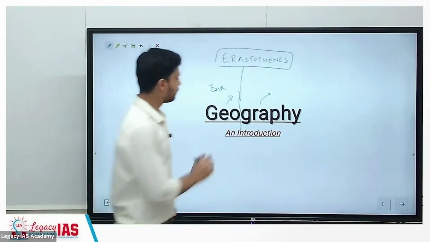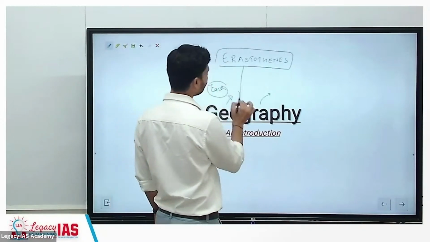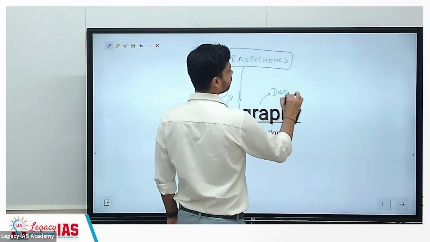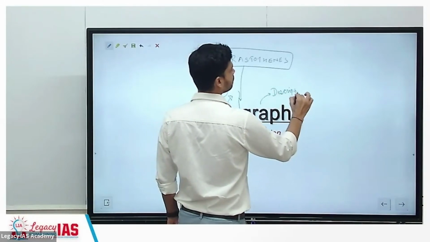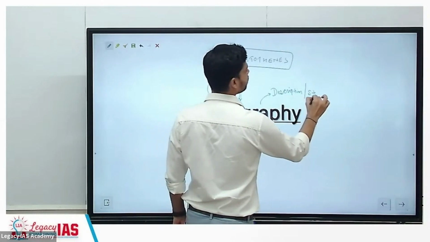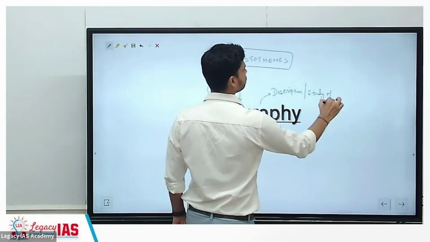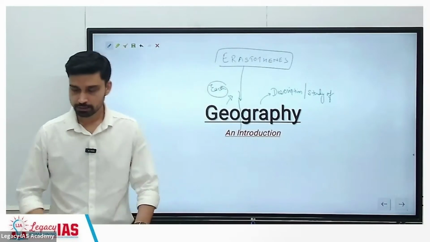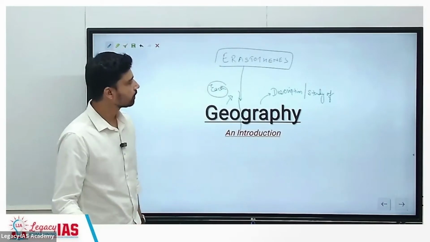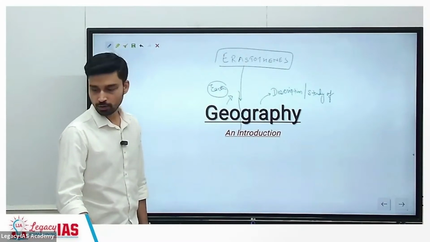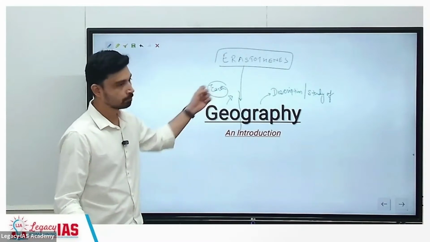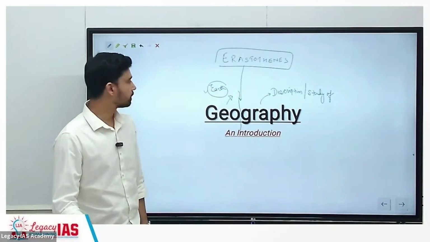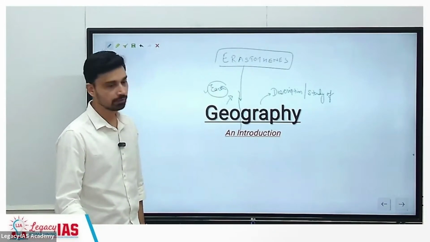So basically, what is geography? Simply, in his own word, geography is nothing but description or study of earth. Okay, that is how we can define in the simplest term what geography is. It is the description or study of earth. That is what we can write first.